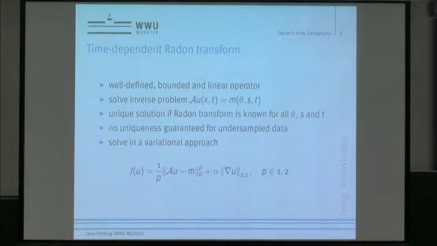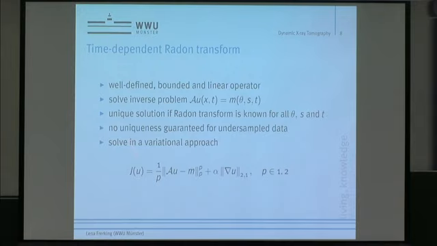However, this is certainly not the case in our approach because we only want to use, in the ideal case, only a single theta and s for every time step, which means that there is of course no uniqueness guaranteed for the approach that we use. And in order to overcome this problem, we want to solve this minimization problem in a variational approach, and this looks like this here.